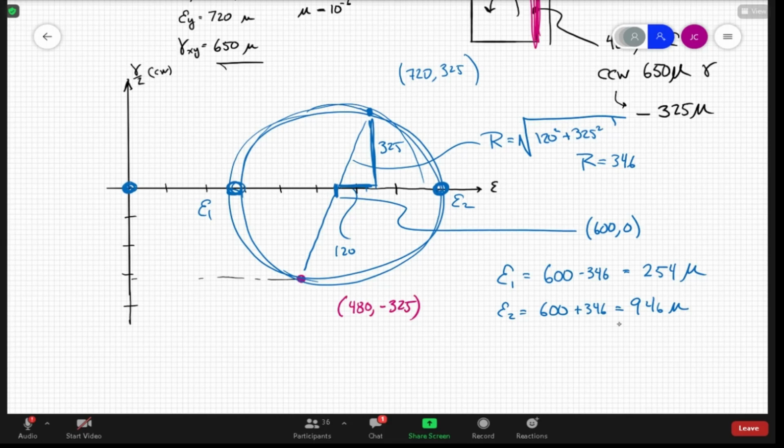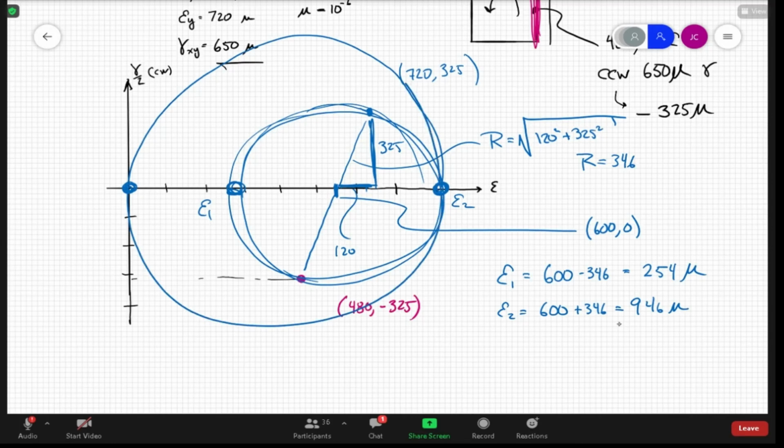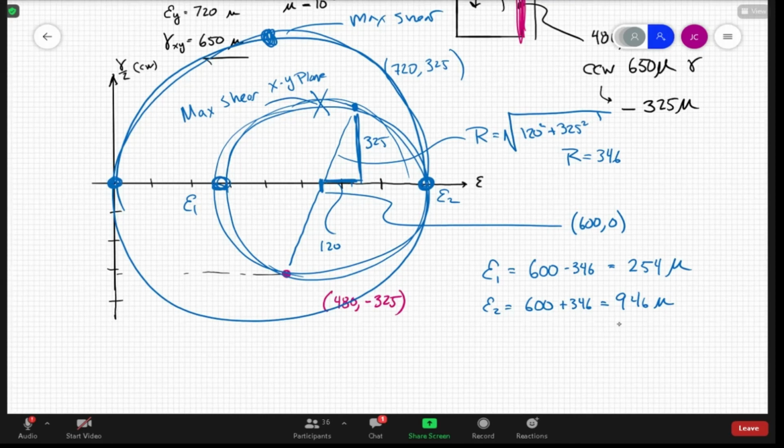And that would give us a larger Mohr's circle, all right? So this point here is the max shear in the XY plane, okay? And this point up here is the max shear overall, right?